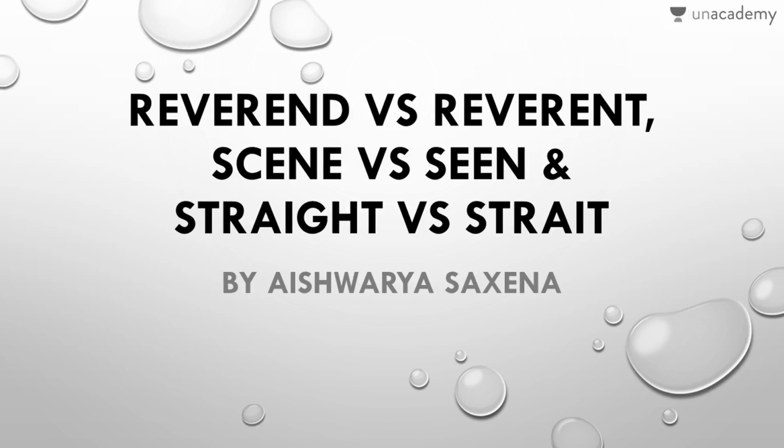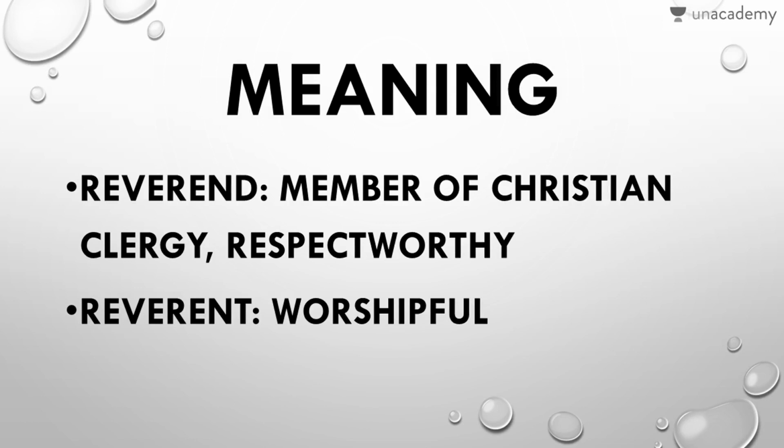So, as I have already mentioned in my introductory video, in this lesson we are going to talk about words that confuse us. And it happens because when we speak out these words, they sound similar to each other, but their meanings as well as applications are completely different. So, here we have reverend versus reverent, then scene versus seen, and strait versus straight. So, you can see that there are three pairs of words, and in each pair, both of the words sound quite similar to each other, but they are actually different.